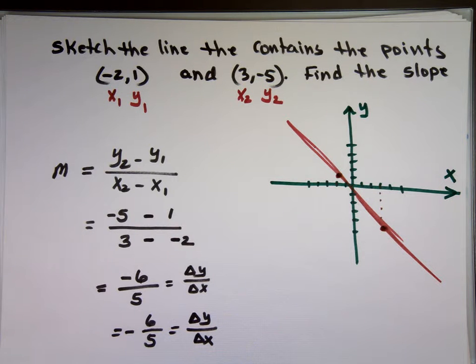So that's a negative slope. We showed you a positive slope. Now this is a negative slope. Let's look at zero slope and undefined slope.